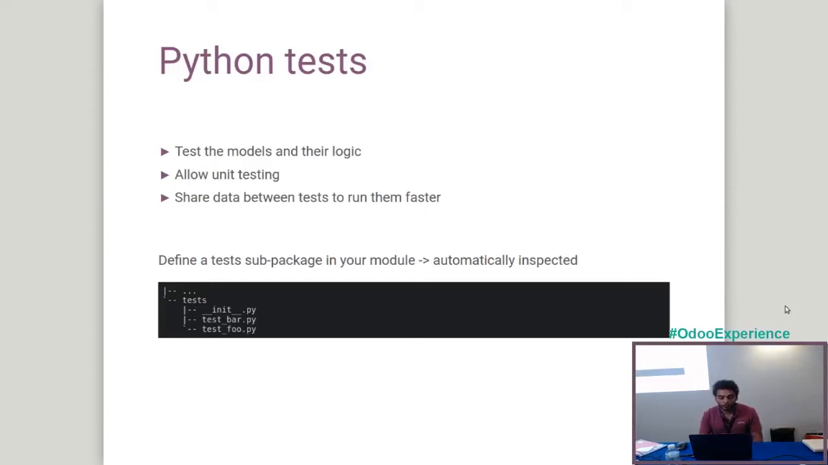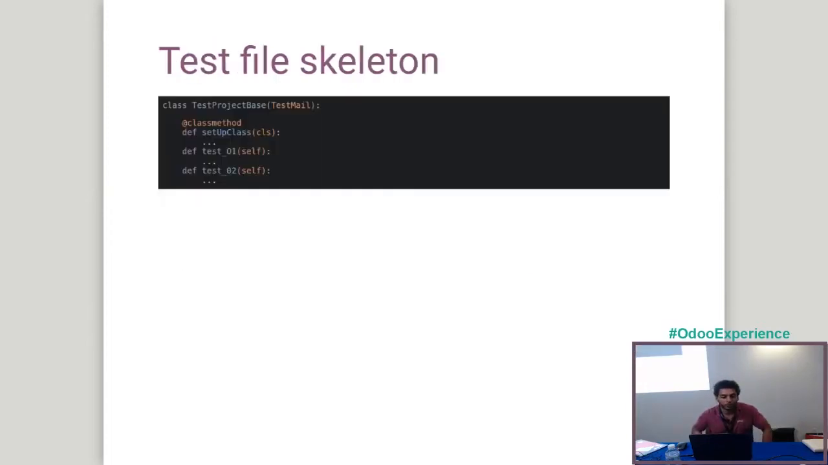How do you define the tests in your module? You need to create a sub-package called tests, with emphasis on the S, because with no S, it will not be automatically inspected by the server. And then one file looks a little bit like this. You have a class, let's say for the base of the project. Then you have the setUpClass. This is the part where you define all the data that is shared in every test inside your class. And then you have your list of tests.